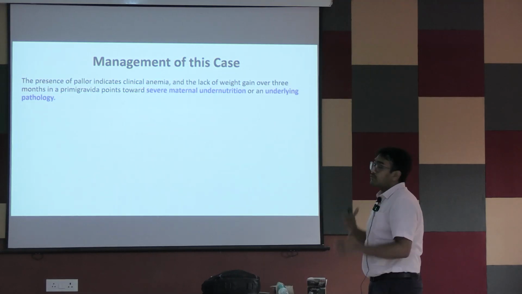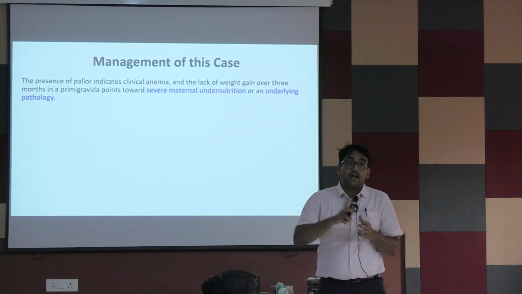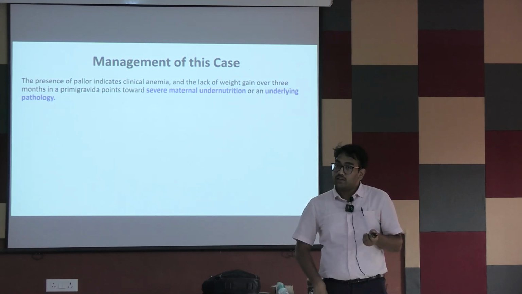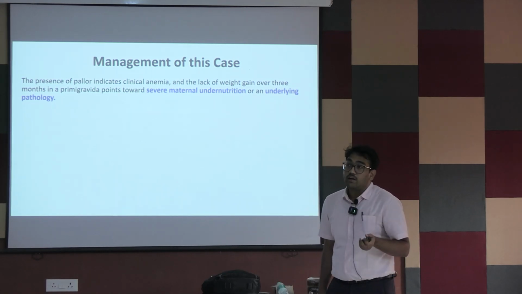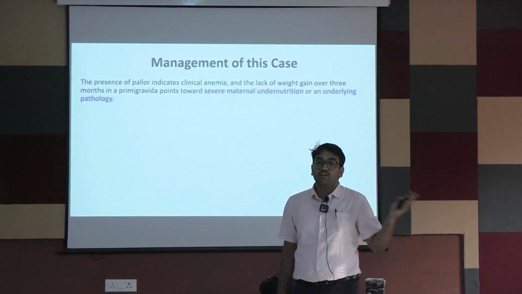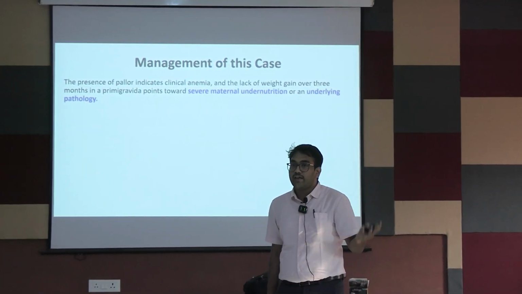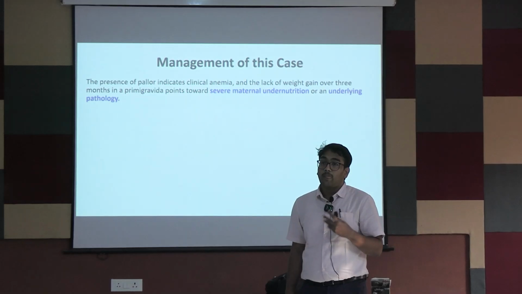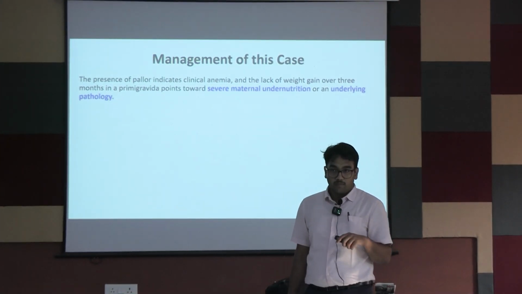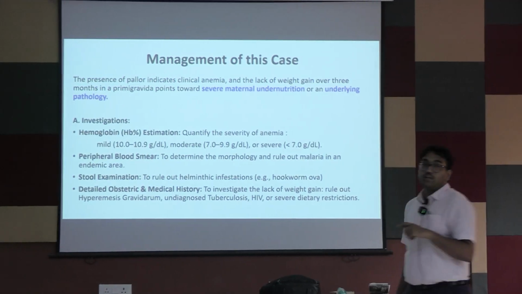So as you see, the picture of anemia and lack of weight gain points towards maternal malnutrition, isn't it? And there could be some underlying disease also. She could be having heart disease, tuberculosis, or something else which is preventing her from gaining weight and also nourishing the baby properly, right? So what are the investigations that we will do?